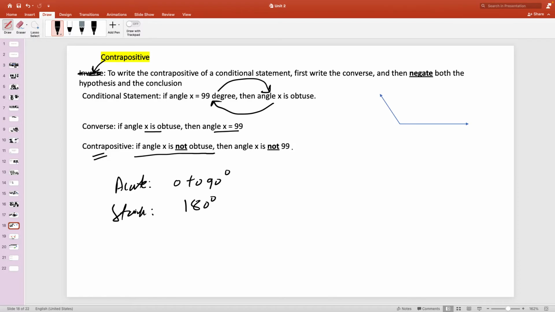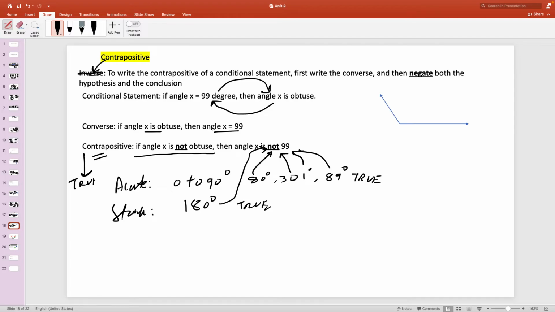Then the angle is not 99. Okay, so let's pick any angle between 0 to 90. Let's pick 80 degrees or 30 degrees. 80 degrees is not 99, 30 degrees is not 99. Same thing holds for 1 degree or 89 degrees as well. It's not 99. So all these conditions are true so far. What if I pick a straight angle of 180 degrees? 180 degrees is not 99. This might sound very obvious, but this is how this has to be evaluated. 180 degrees not 99, so this is also true. So all the contrapositive conditions are true in this case.